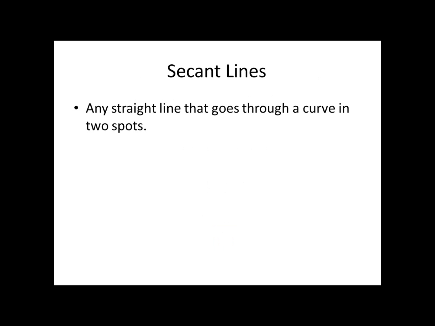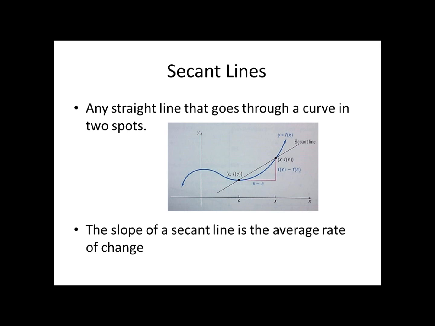Alright, let's move along. A secant line is pretty much just a straight line that goes through a curve in 2 spots. Now, to tie it with what we just talked about, the book talks about secant lines going through that generic point x comma y and a very specific point c and then the y value for that. But it's really just a straight line that goes through the curve at 2 points. Now, the slope of this secant line is equal to the average rate of change that we just found. It's just a slope, change in y over change in x.